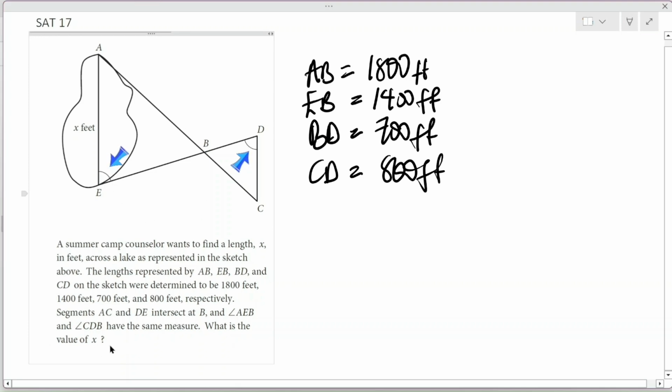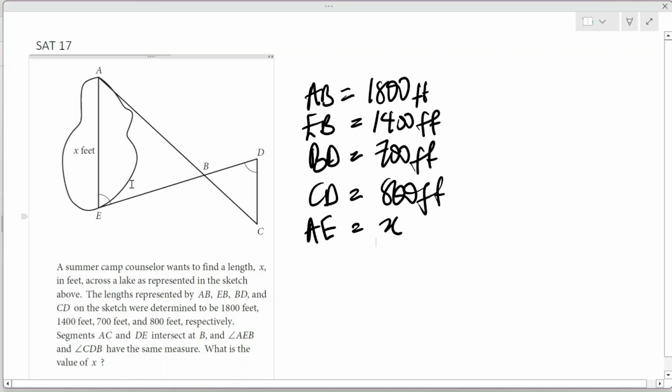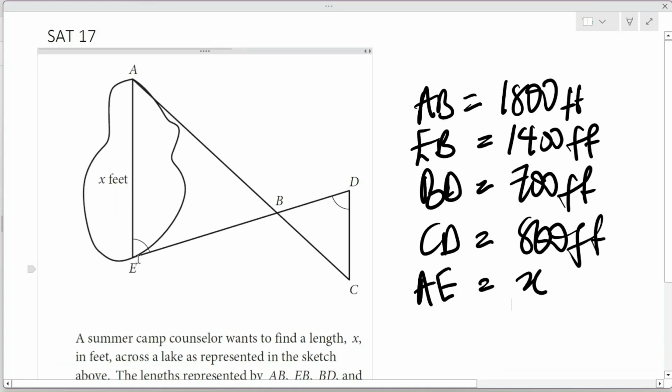What is the value of x? It's telling us to find x, and x is AE. AE is x in feet. This question was carved out of similar triangles, where we've been given that this angle E is the same thing as angle D, and you should know that this angle here is the same thing as this angle because they're vertically opposite.